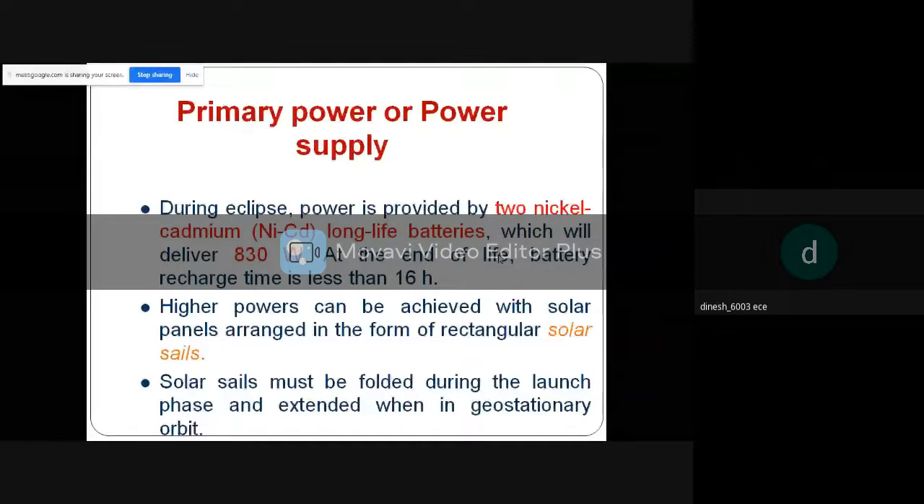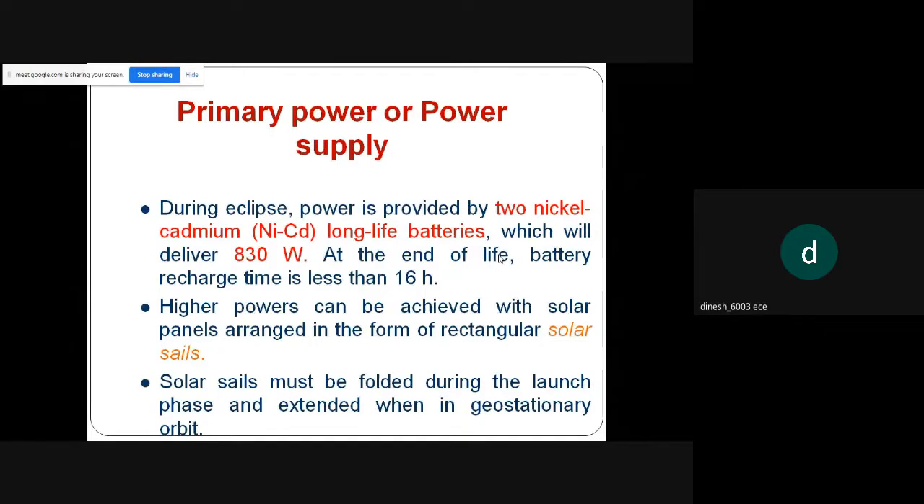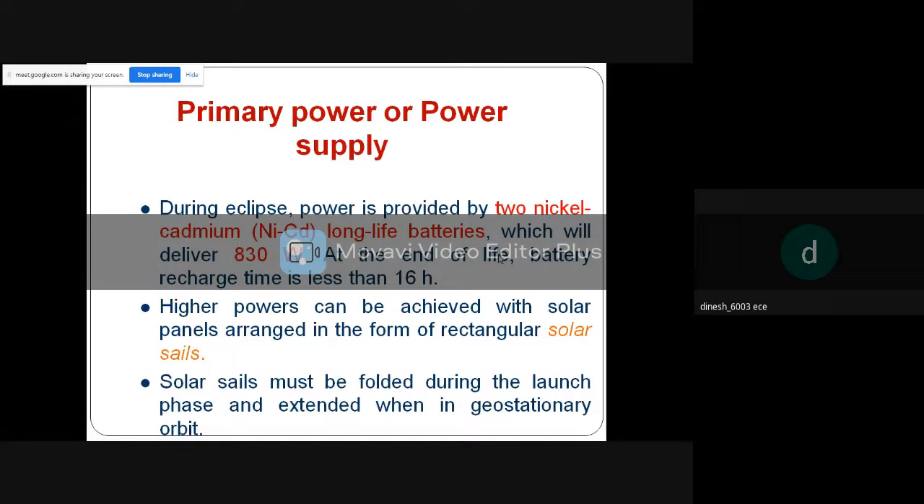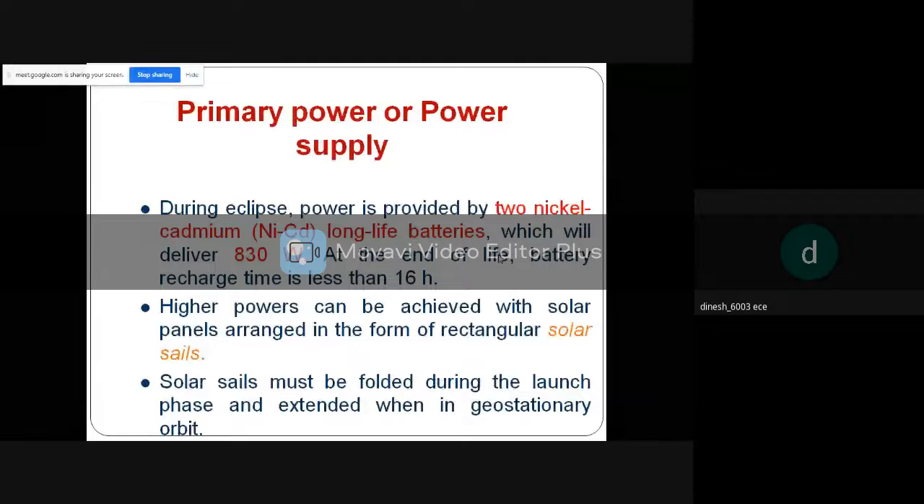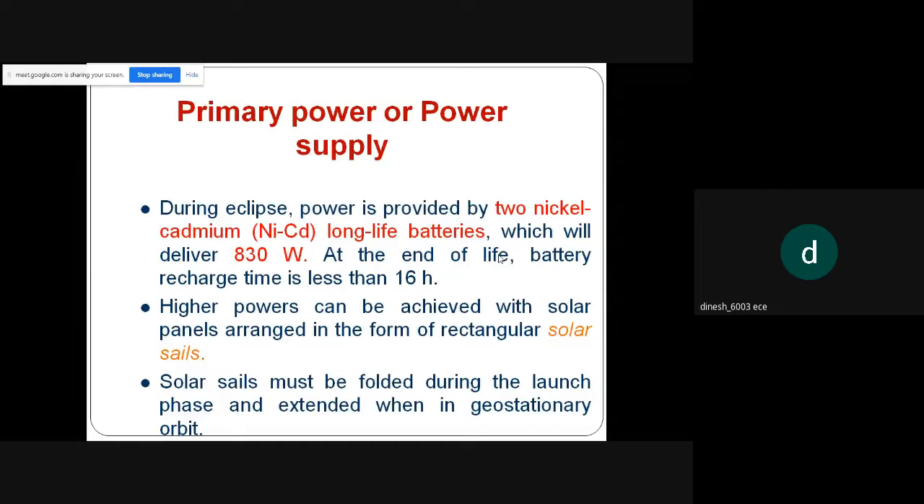High powers can be achieved with the solar panels arranged in the form of rectangular solar cells. The solar cells must be folded during the launch phase to avoid damage during the launch of the vehicle. During launch it will be folded, and when placed in the geostationary orbit it will extend just like wings.